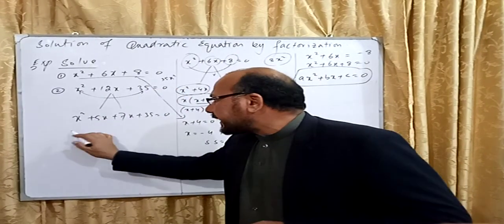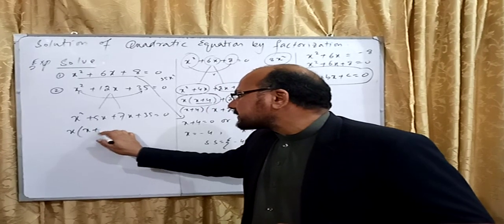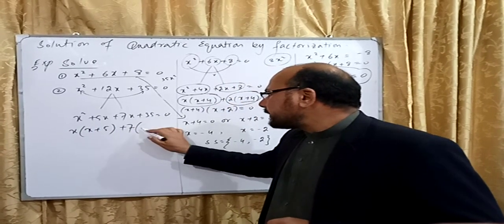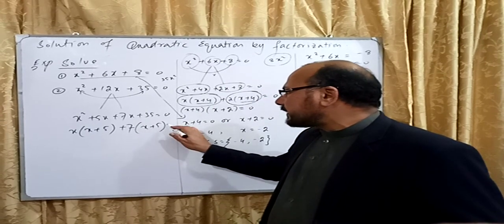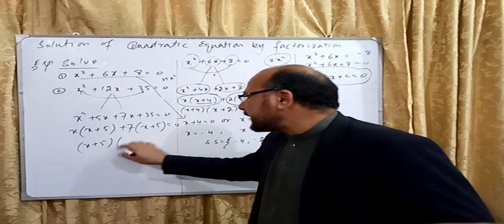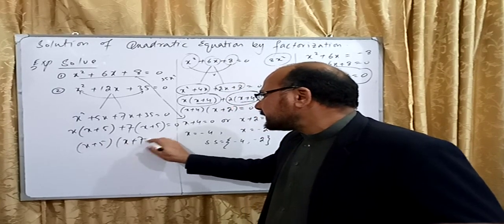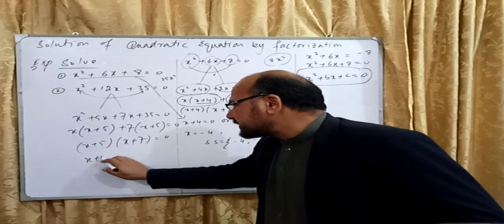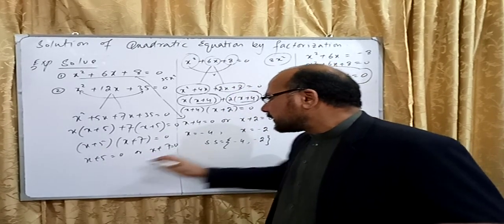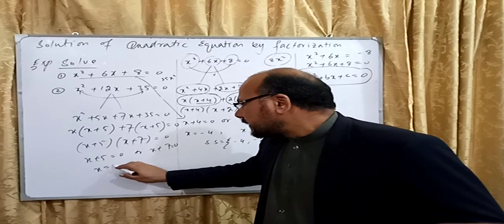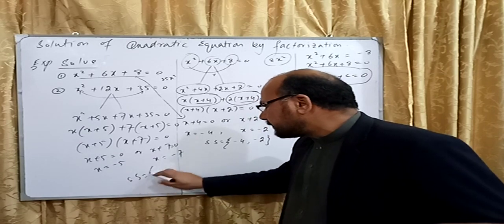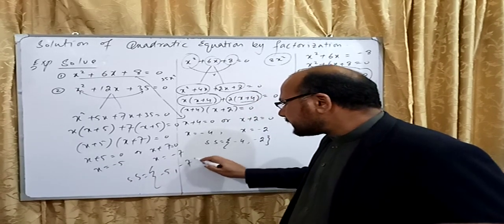Now what is common in these two? X. What will remain? X plus 5. What is common in these two? 7. So plus 7. What will remain? X plus 5. 7 fives are 35, so 5. Now from these two, what is common? X plus 5. What will remain? X plus 7 equal to 0. So x plus 5 equal to 0 or x plus 7 equal to 0. So here you are getting x equal to minus 5 and here x equal to minus 7. So the solution set will become minus 5 and minus 7.